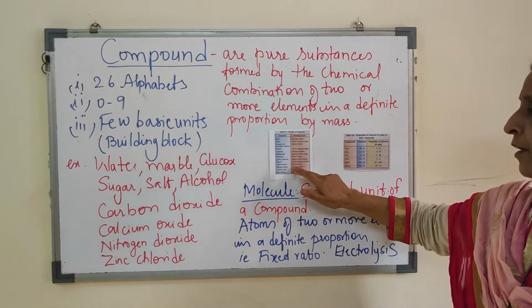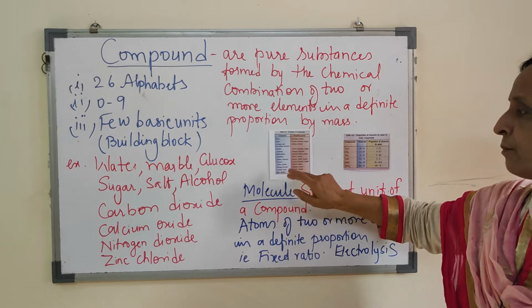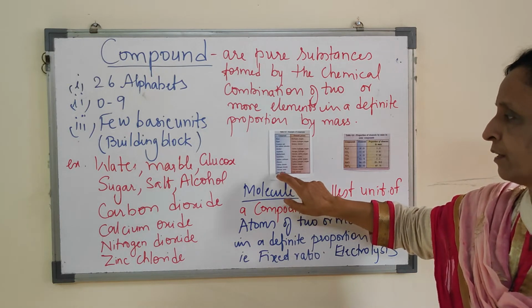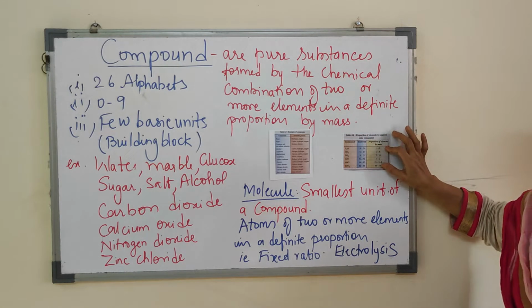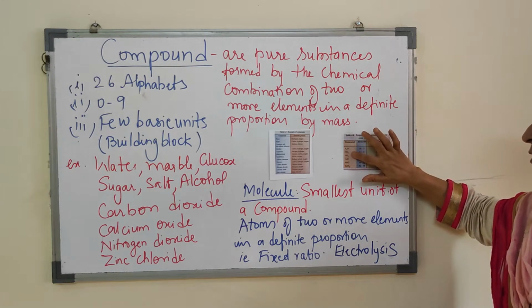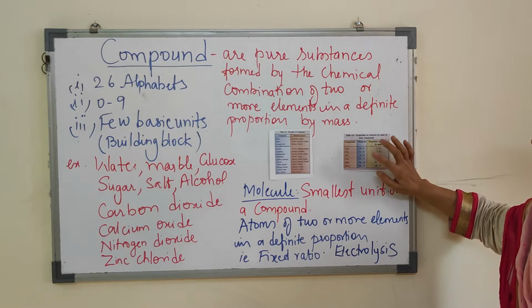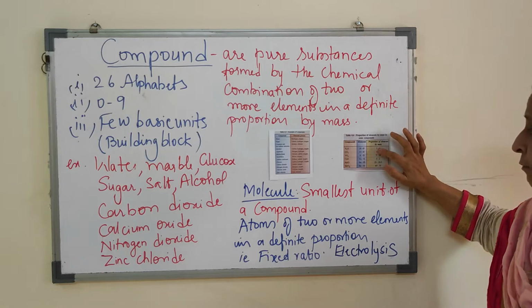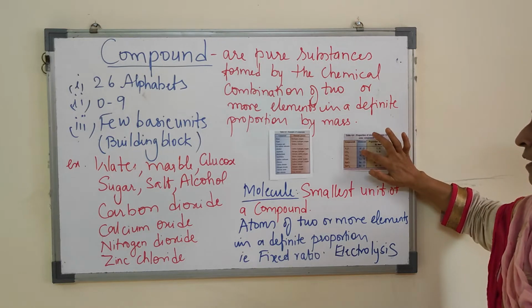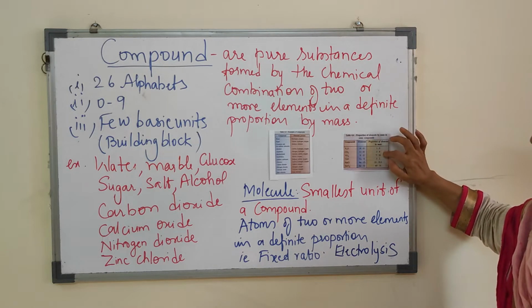Nitrogen dioxide: nitrogen and oxygen. Calcium oxide: calcium and oxygen. Zinc chloride: zinc and chlorine. Now, all these elements, a few compounds are given here, combine in a definite proportion. Hydrogen and oxygen form water in 1:8. Carbon dioxide, carbon and oxygen, 3:8.